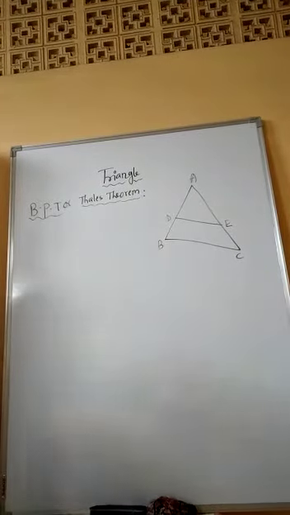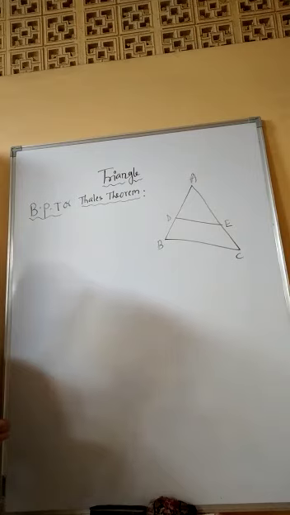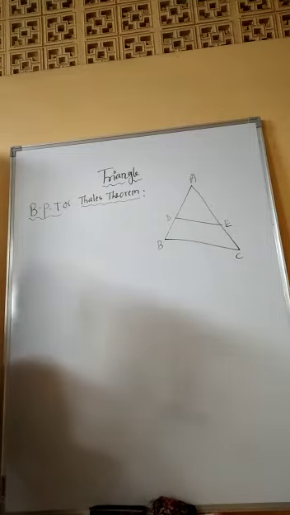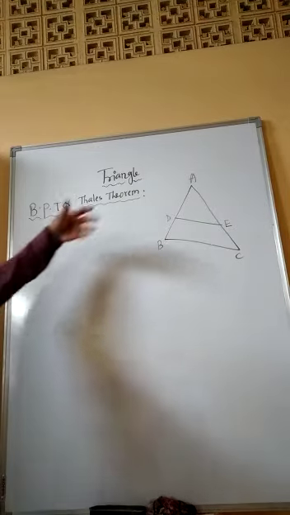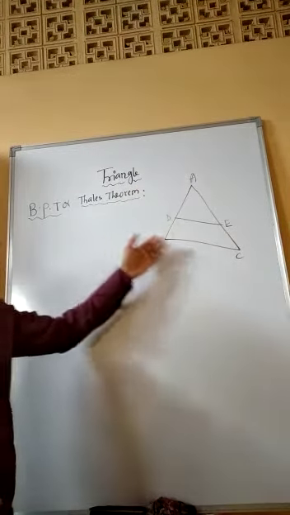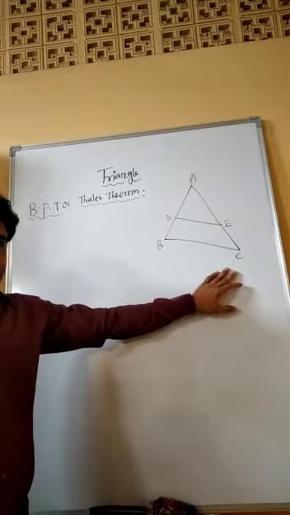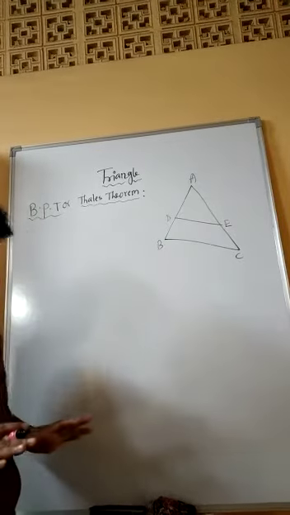That means, if we draw a line which is parallel to one side of a triangle and intersects the other two sides, then that line must divide the other two sides in the same ratio. This one we have to prove. So this is the diagram. Suppose ABC is a triangle, DE is parallel to BC. Okay, this criterion is fulfilled.